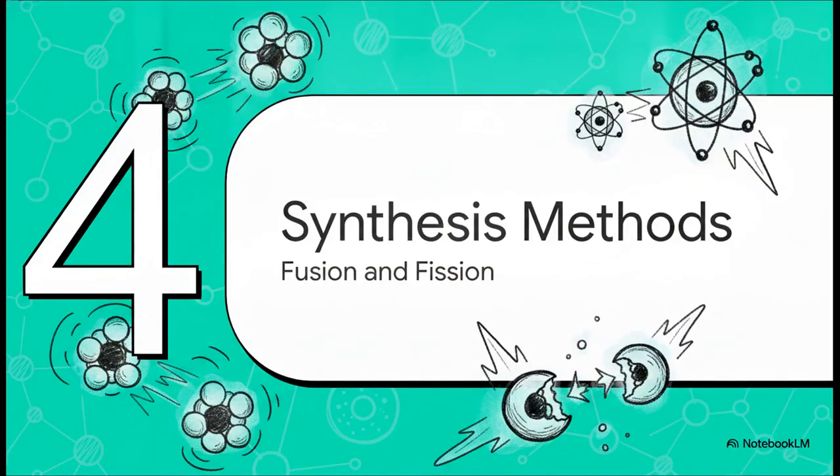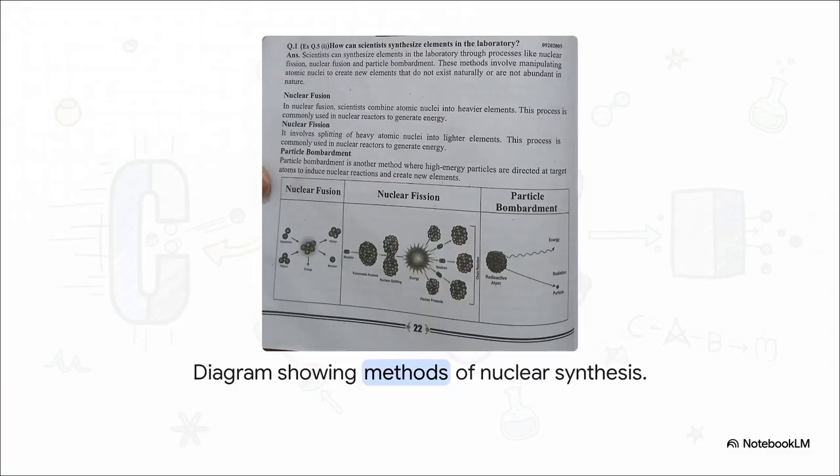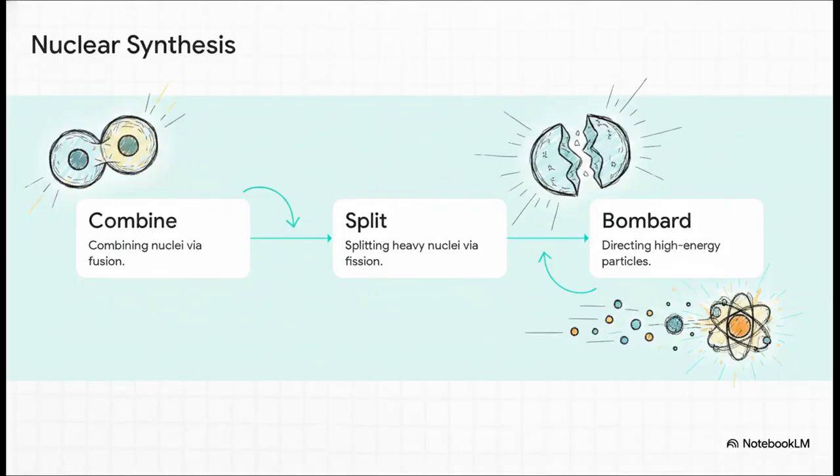And that leads us to our final section, Section 4, methods of nuclear synthesis: fusion, fission, and bombardment. To forge these brand new atomic realities, scientists basically rely on 3 primary methods of nuclear synthesis, and those are nuclear fusion, nuclear fission, and particle bombardment. We can actually break these complex actions down into 3 distinct choices. You're either combining nuclei together in fusion, splitting heavy nuclei apart in fission, or directing high-energy particles at a target in bombardment. It's kind of like a microscopic puzzle.